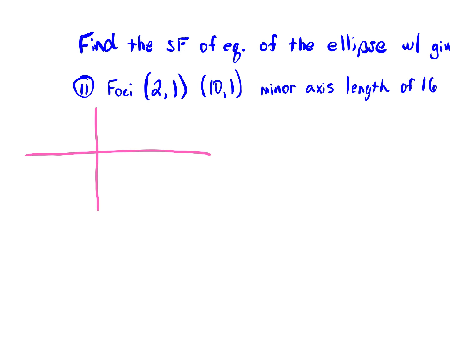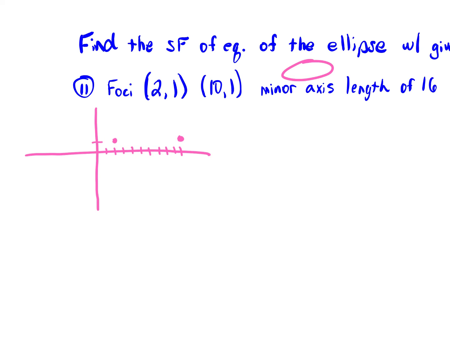So my foci are at (2, 1), so I'd go to the right 2, up 1, and (10, 1). So to the right 10: 3, 4, 5, 6, 7, 8, 9, 10, and up 1. Do I have a horizontal ellipse or a vertical ellipse? Horizontal, because my foci are on a horizontal line, I know I'm going to have a horizontal ellipse.